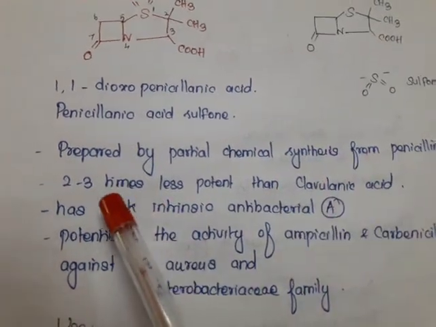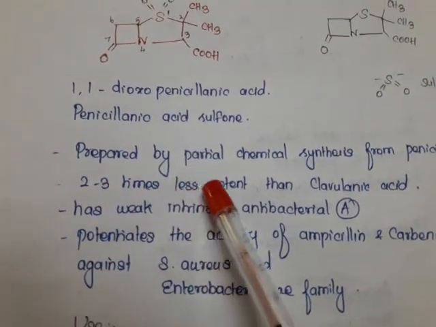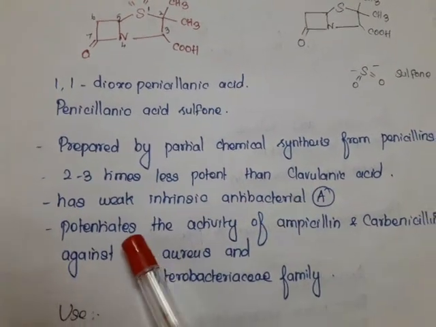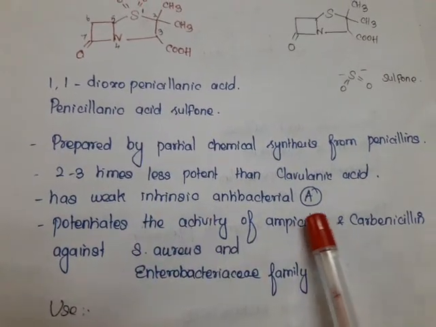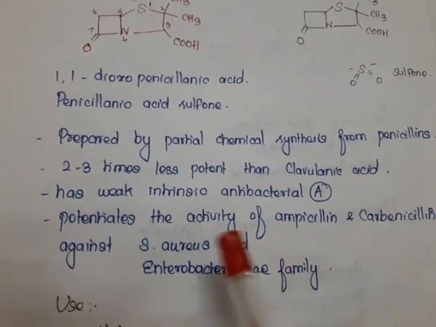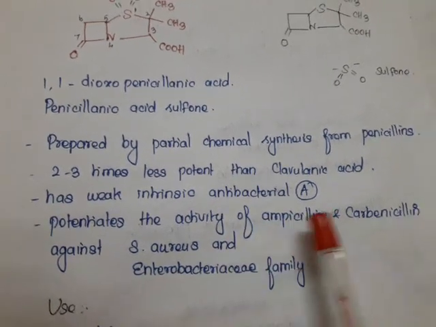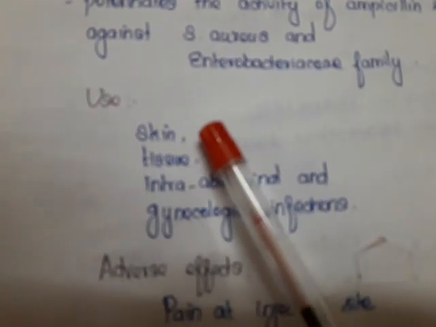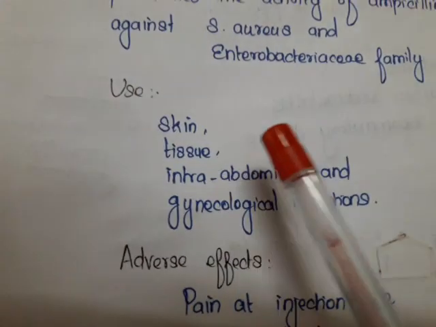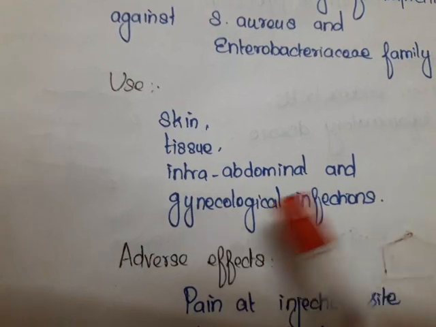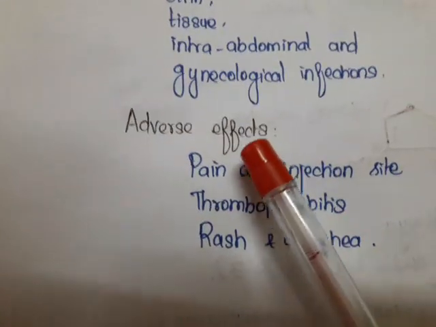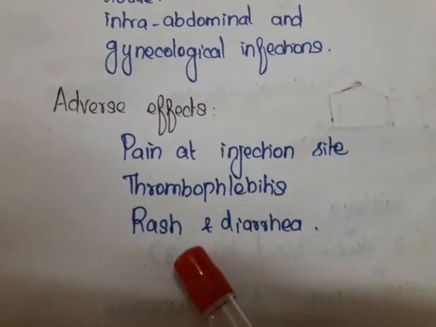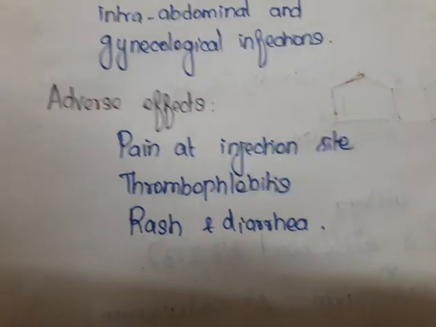While comparing with clavulanic acid, it is 2 to 3 times less potent, and it has weak intrinsic antibacterial activity, and it potentiates the activity of ampicillin and carbenicillin. That's why it is given in combination with ampicillin or carbenicillin. Okay, and we'll see the uses in the treatment of skin infections, tissue infections, intra-abdominal infections and gynecological infections. And we'll see the adverse effects: pain at injection site, thrombophlebitis, rash, and finally diarrhea.